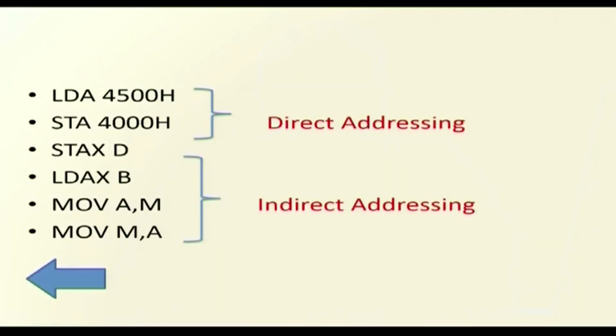So, for the indirect addressing STAX and LDAX, you can use either the BC register pair or the DE register pair. The HL register pair is only used for the memory content. The last 2 instructions, MOV A, M and MOV M, A, are used with the HL register pair. So, these 4 instructions operate with memory, but the address is not specified in the instruction, that is why it is called indirect addressing.